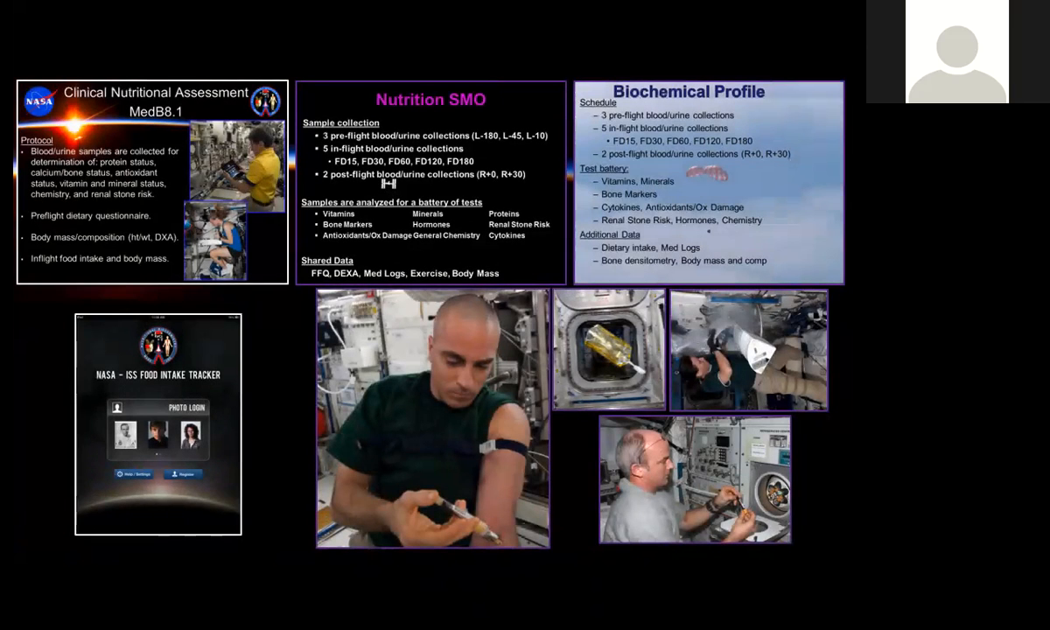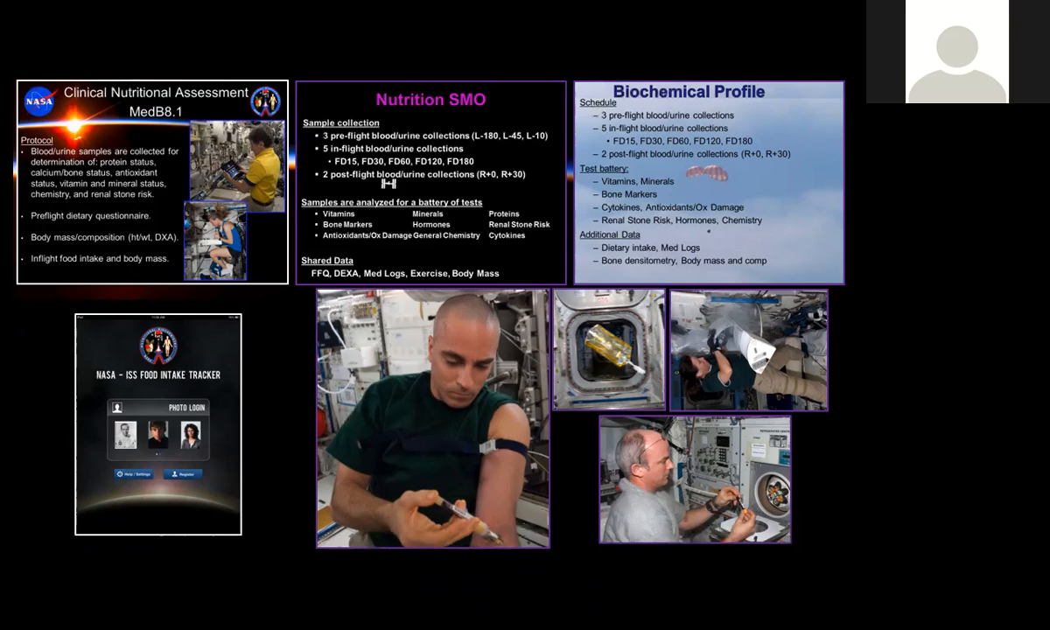So the data today I'm going to present really comes from 3 different data sources. One is our operational data, the clinical nutritional assessment, where we collect from all crew members from Expedition 1 up until present. And it involves collection of urine and blood markers before and after spaceflight. There's no data collection in flight for samples, so we do collect food intake.